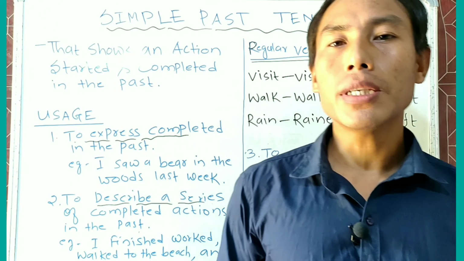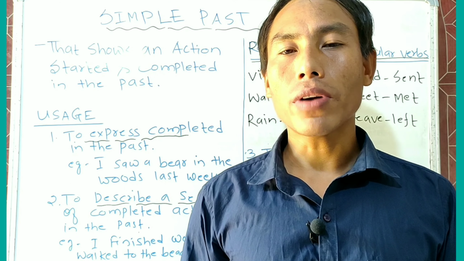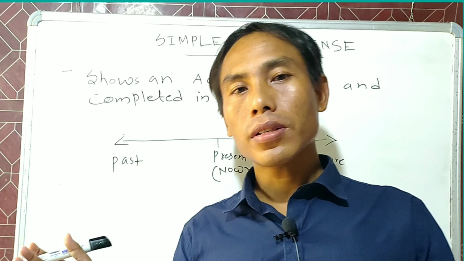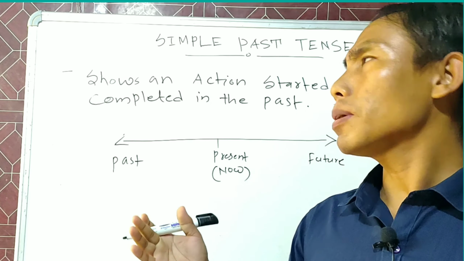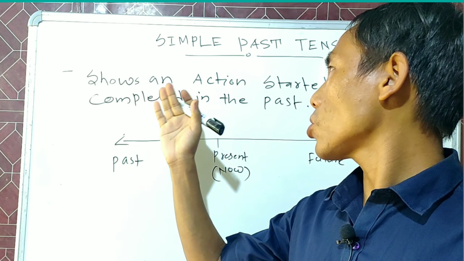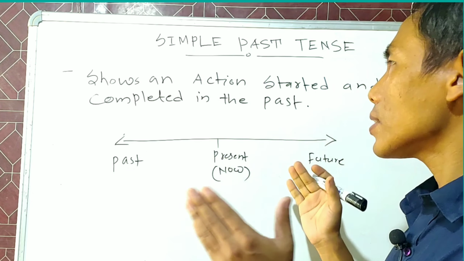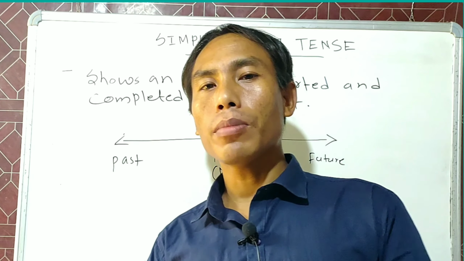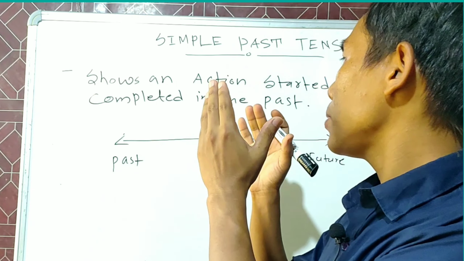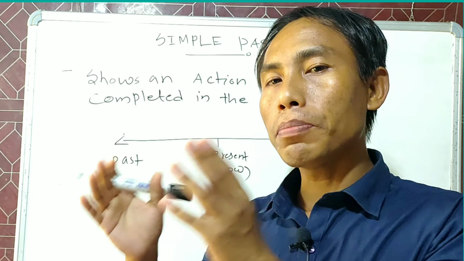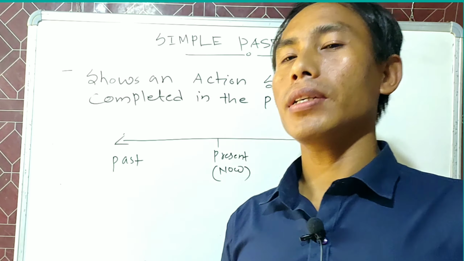If you want to know about simple past tense and its correct usage, this is the right video for you to watch. Simple past tense is easy. What is simple past tense? Simple past tense is a tense that shows an action started and completed in the past. Here only two things have to be remembered: started and completed. So whatever action has started or begun has now completed.